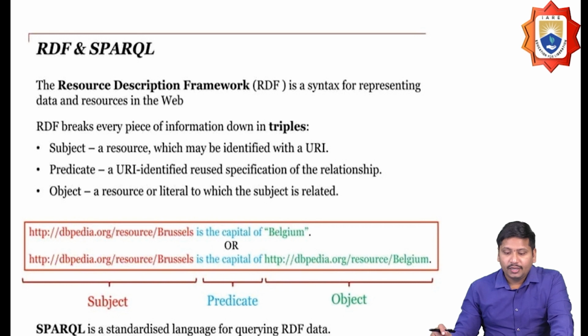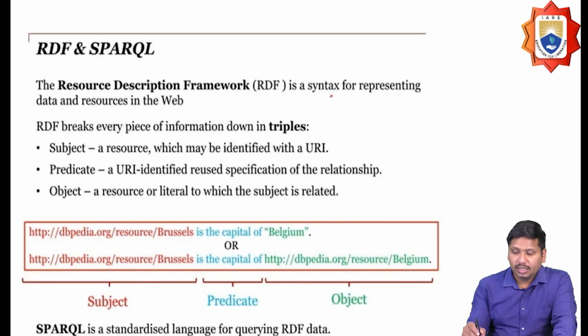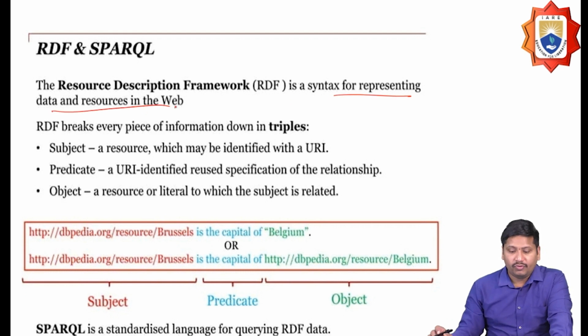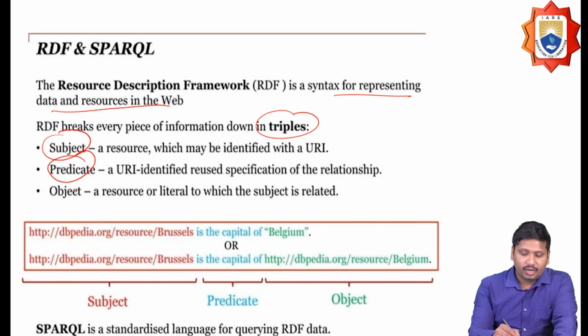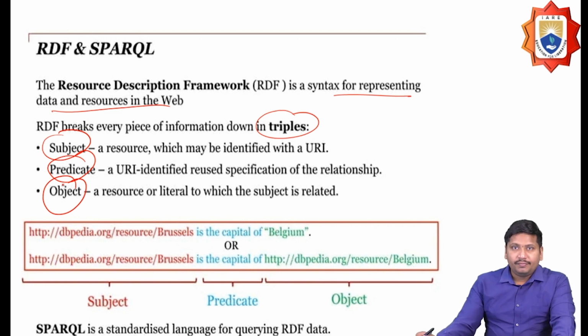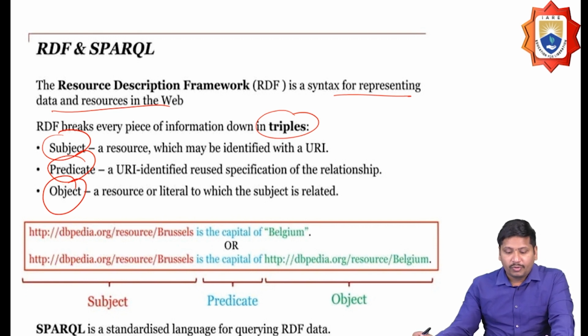So what is RDF and SPARQL? The Resource Description Framework, that is RDF, is a syntax for representing data and resources on the web. RDF breaks every piece of information into triples, in the form of subject, predicate, and then object.